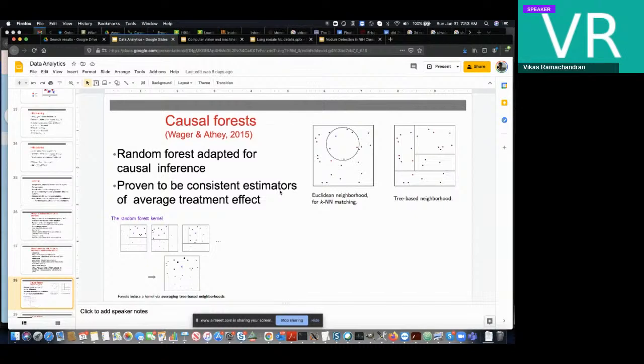Trees typically build partitions which are rectangular, and when you average over multiple trees, you get what's known as a random forest kernel. On the left bottom panel here, you can see that. It's an adaptive way to build neighborhoods. You can look at each leaf in the tree as containing data points which are similar to each other. When you combine across multiple trees, you get neighbors, which is a supervised way to build neighborhoods, as opposed to using Euclidean or k nearest neighbors, where it's not adaptive to the feature space and not driven by the outcomes.